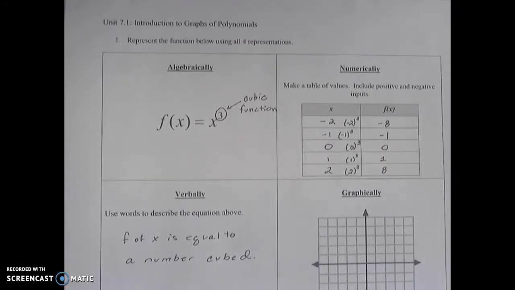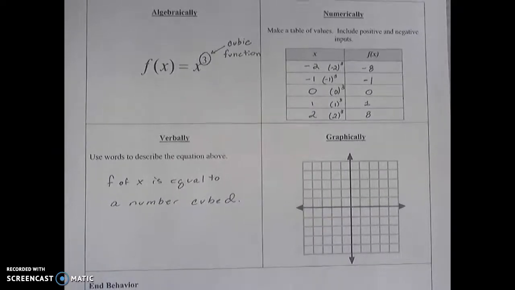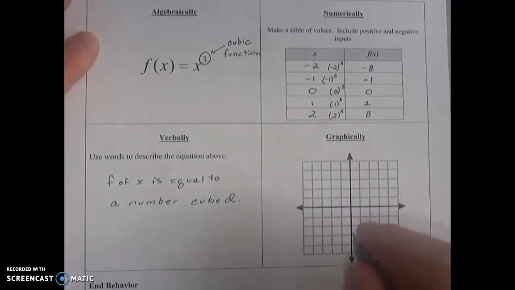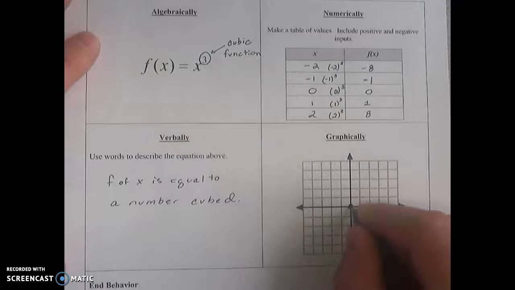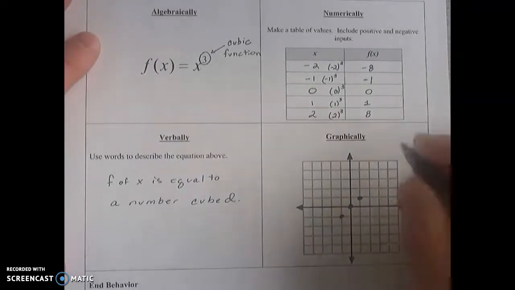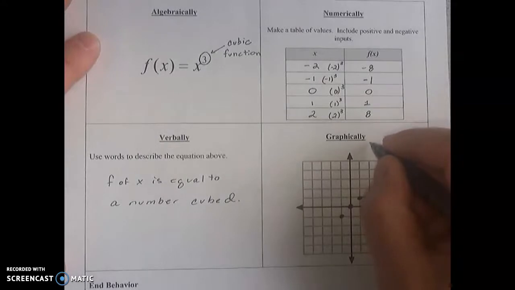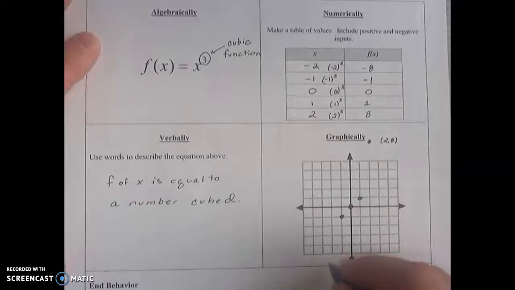So let's put these points on the graph and see how these would look graphically. Okay, so we'll put our 0, 0 point on the graph, our -1, -1, our 1, 1. I know the graph doesn't go up here, but if we went to 2, we'd be up here near the point 2, 8, and down here at the point -2, -8.